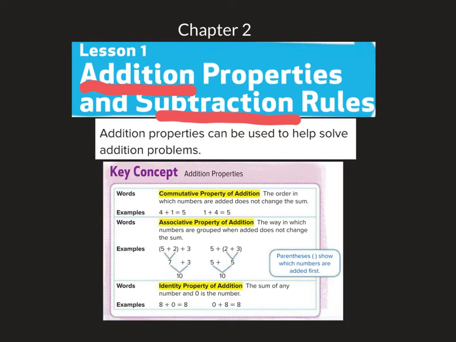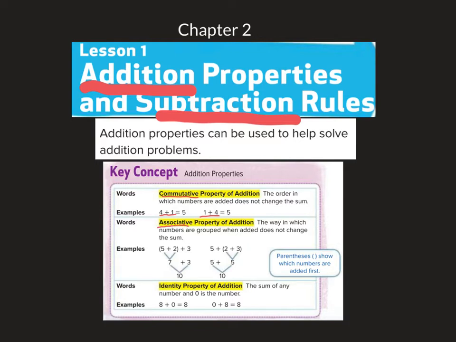Our addition properties we're going to talk about are the commutative property, which, here's an example: 1 plus 4 is the same as 4 plus 1 is the same as 1 plus 4. So it kind of talks about how we can switch those numbers back and forth.